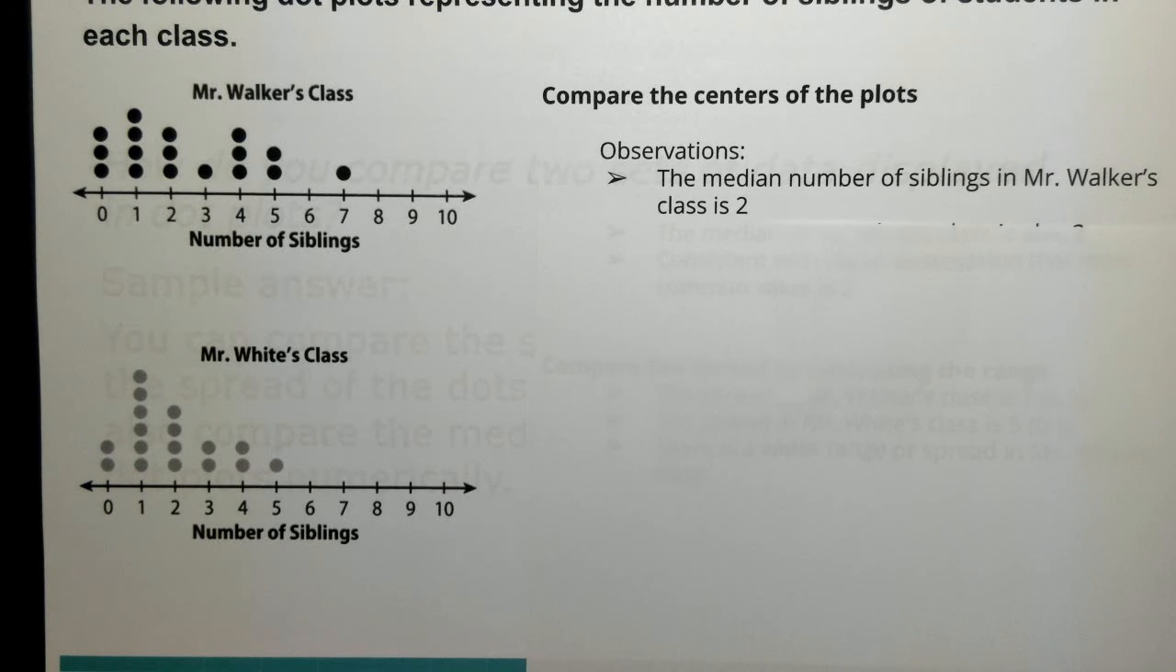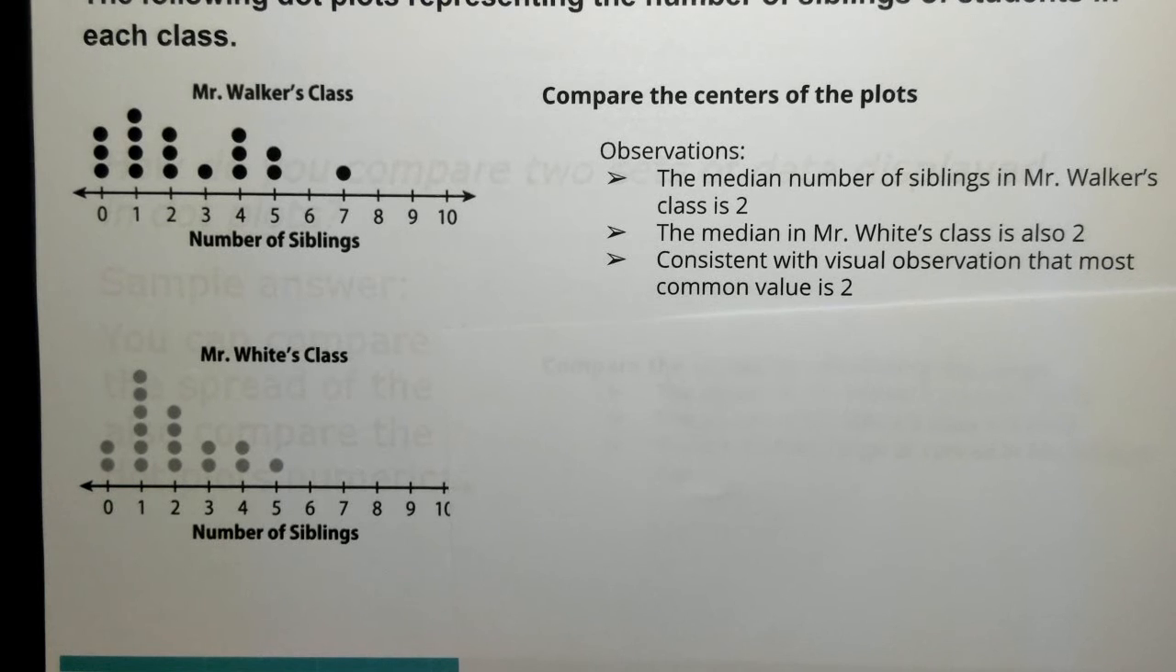So what do we say about the medians? We talked about centers before. Let's talk more mathematically about medians. So the median number of siblings in Mr. Walker's class and in Mr. White's class is 2. And so using the median to compare the two classes is consistent with the visual observations we saw before, that both of them have a center at 2 siblings.